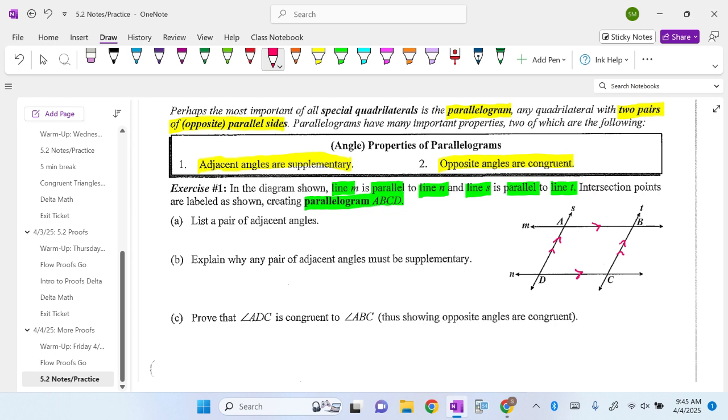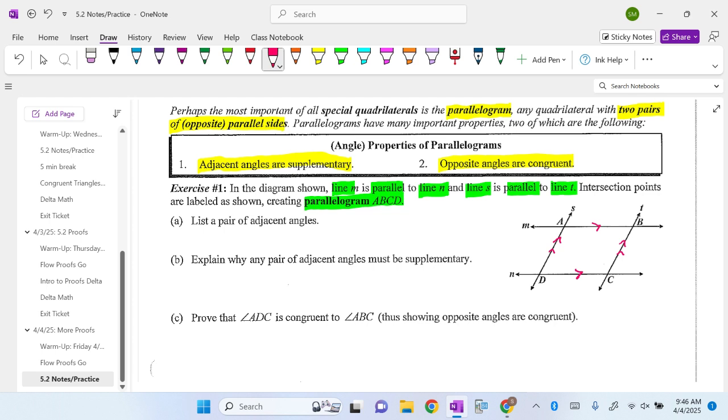So first off, we're going to list a pair of adjacent angles. Remember, adjacent means that they share a side. They're connected to the same side. They're not diagonal from each other. They would be either to the left of them, to the right of them, above or below them. That's what adjacent is. Opposite means they're diagonal from each other. So can someone name me one pair of adjacent angles?